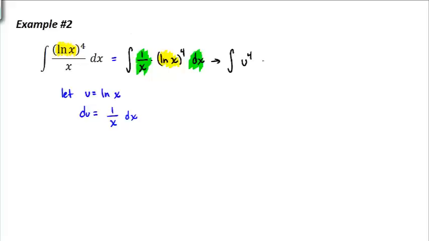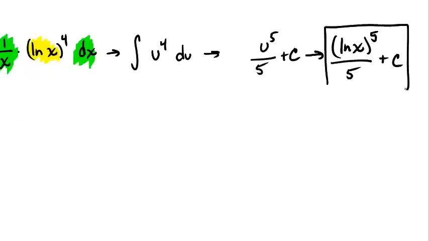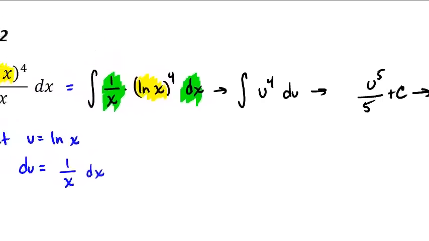And we can just finish this one out just like all the other ones. Antiderivative of u to the 4th du. That's going to be u to the 5th over 5 plus our constant. Put it back in terms of x. Natural log of x to the 5th power over 5 plus c. So hopefully we're getting the hang of these basic ones here. We've seen 3 of them now. Let's take a look at one that's a little bit different.